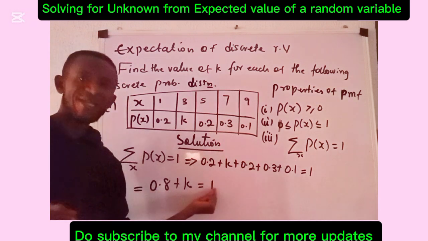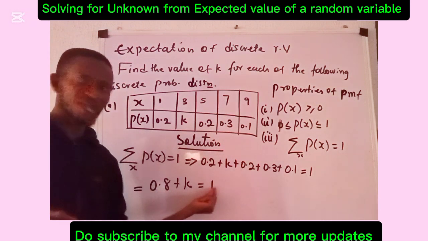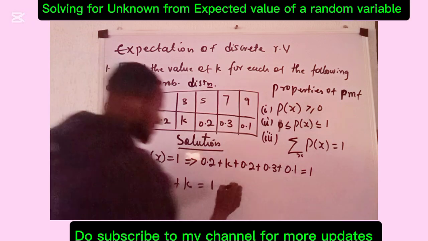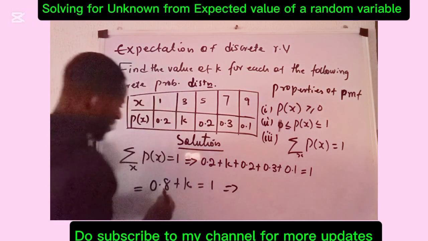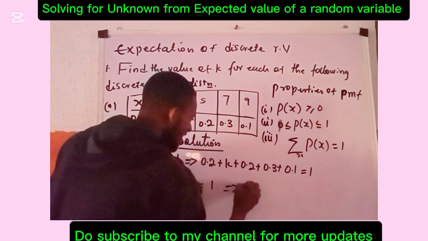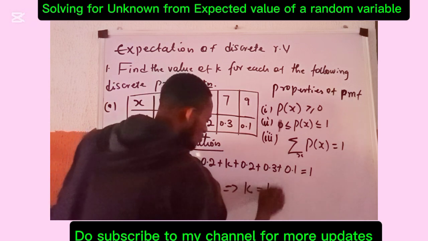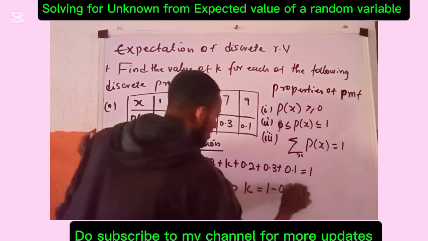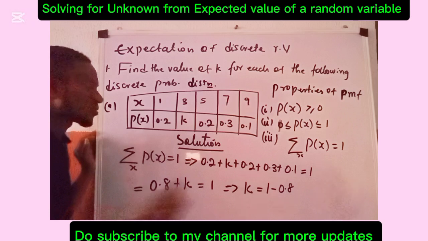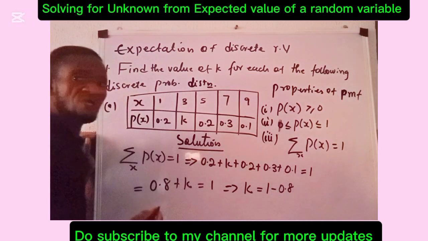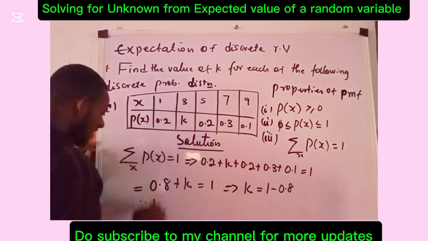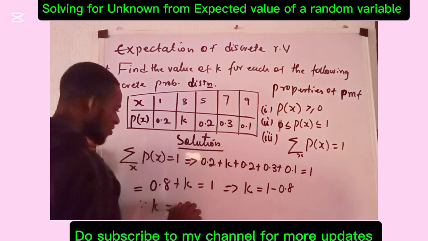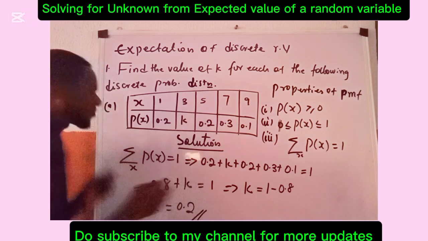0.8 and 1 are like terms, so they should be collected together. So this implies, when this 0.8 comes over here, I have that k equals 1 minus 0.8. 1 minus 0.8 is 0.2. Therefore, my k equals 0.2. And that 0.2 becomes what?